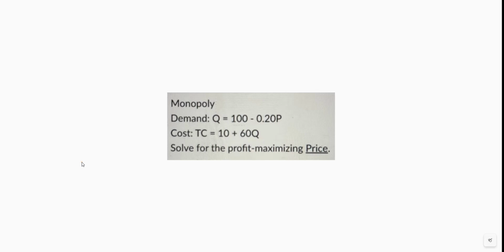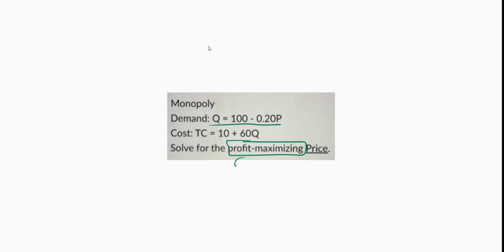In this video, we're going to use a graphing calculator to solve this monopoly problem. We need to do a little bit before we put it in the graphing calculator, which is a free application you can use. So we've got our quantity, which gives us our demand function. We've got total cost, which gives us marginal cost, and we're really looking for profit maximizing price.